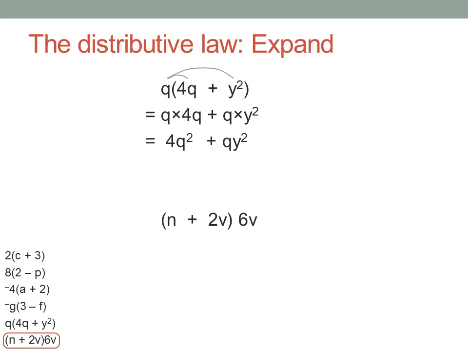What if the brackets are on the left instead? n plus 2v in brackets times 6v. Well, it's still a product, so I can still distribute the factor on the right over the addition in brackets on the left. n times 6v plus 2v times 6v. See, it's exactly the same. Each term in the brackets has been multiplied by the factor that was outside the brackets. So now, just simplify these terms. 6nv in alphabetic order plus 12, 2 times 6, v squared. Easy.